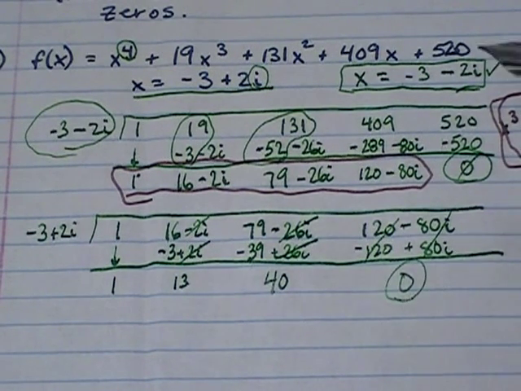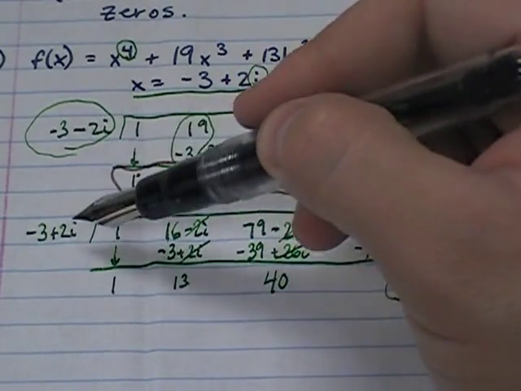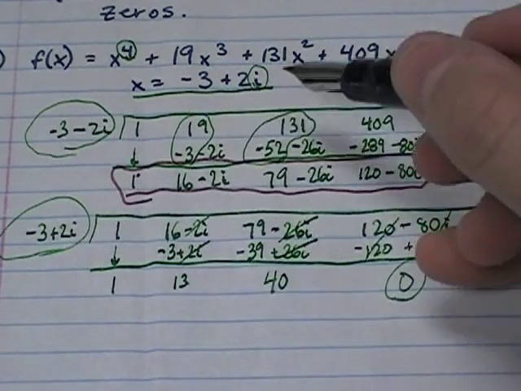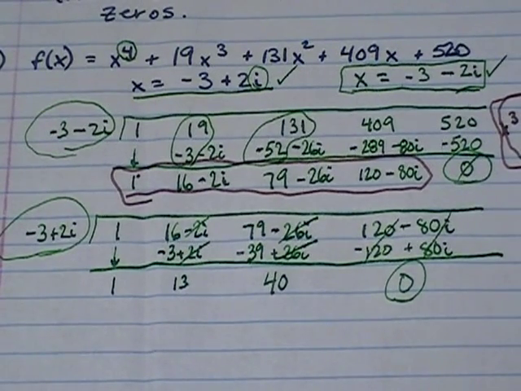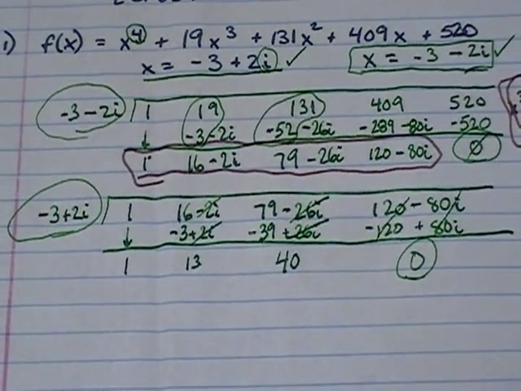Okay, what does that tell me? If I get 0 as a remainder, this absolutely did have to be a root to the original equation. So there's 2 of my answers. Now you have to ask yourself, what am I left with?